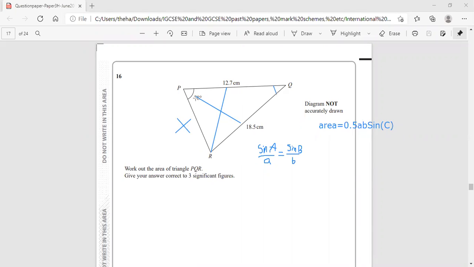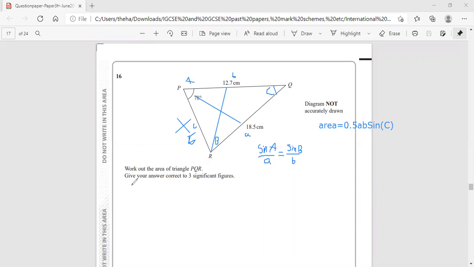So, let's just label: this is big A, this angle. This is little a, the side. This is big B, the angle. This is little b, the side. This is little c, sorry. This is big C, and that's why we don't need this, because we need to have one angle that we don't have the side for, to use that.